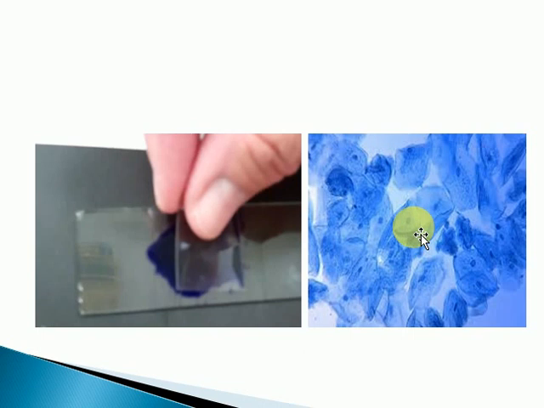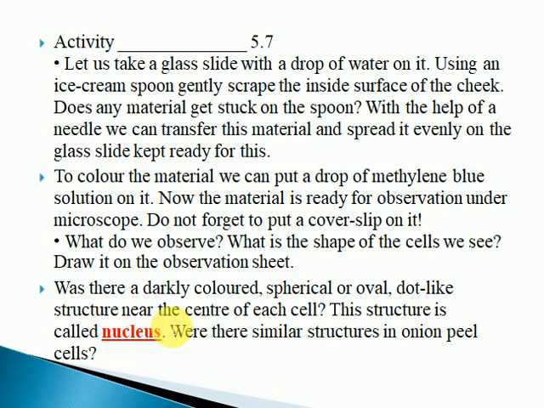And this is what we see when we observe it under the microscope. We are able to see the nucleus clearly. This is the region which stains darker, and we are easily able to see it. Was there a darkly colored spherical or oval dot-like structure near the center of the cell? This structure is the nucleus.